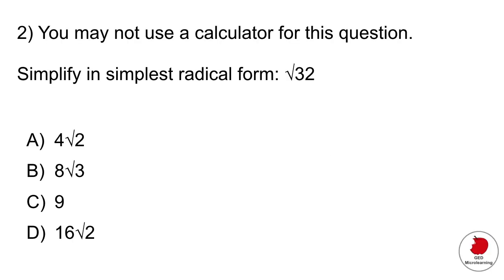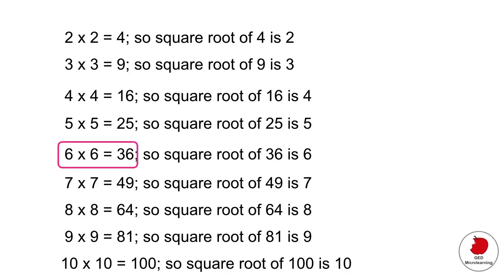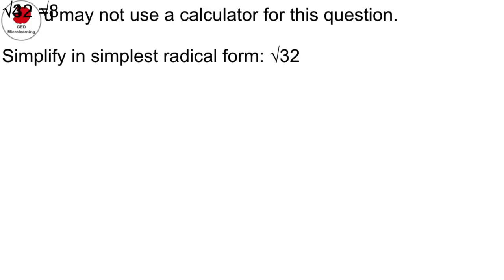This next problem asks you to find the simplest radical form of the square root of 32. If we look back at this table that we now memorized, you can see that there is no square root of 32. The only perfect square, or the closest, is 36. So what this means is that we have to break down this number into another set of numbers that do have a perfect square root.